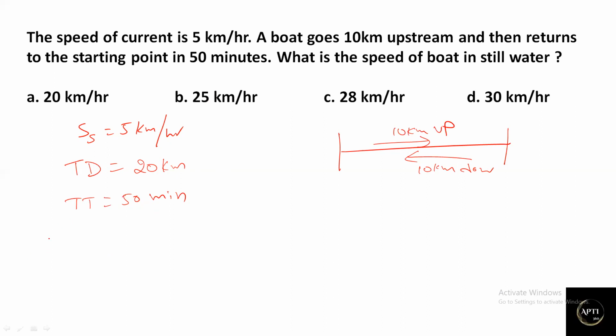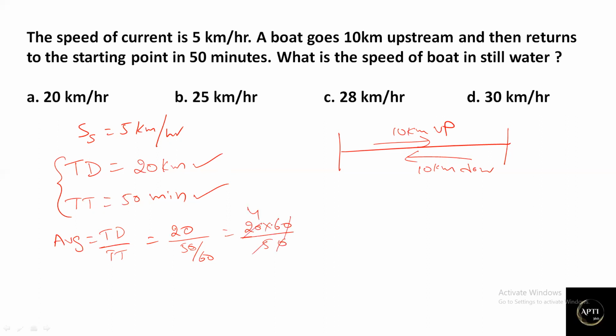Now average speed: we know total distance and we know total time. What is average speed? Total distance by total time, correct? What is total distance? 20. What is total time here? 20 kilometers, 50 minutes. So convert 50 minutes to hours. How can I convert? 50 by 60. So finally I can write it as 20 into 60 divided by 50. 5 will get cancelled. 4 times 6 is 24 kilometers per hour. Now, if you observe, average speed we have as 24 kilometers per hour.